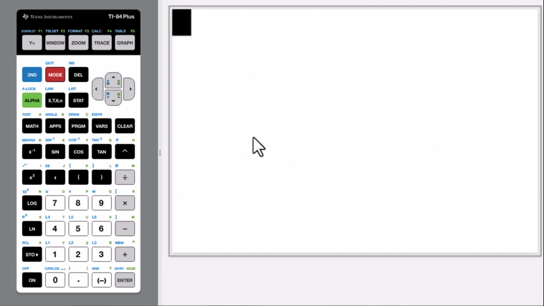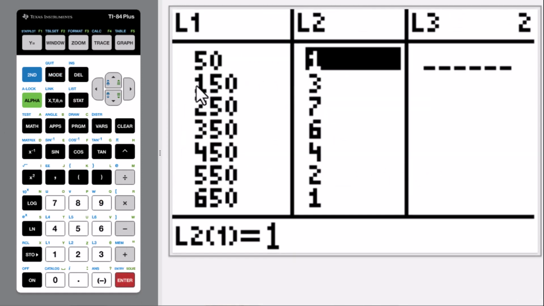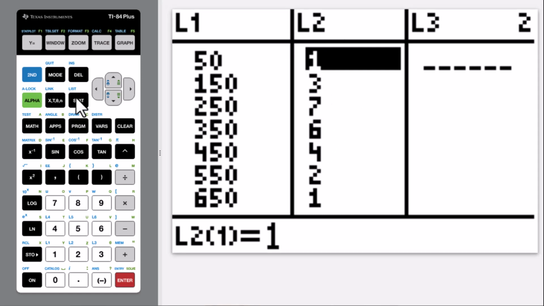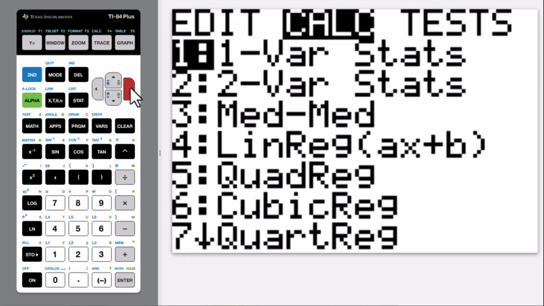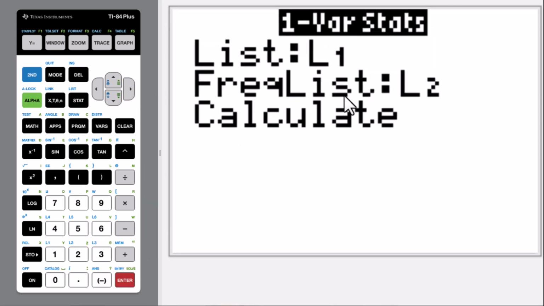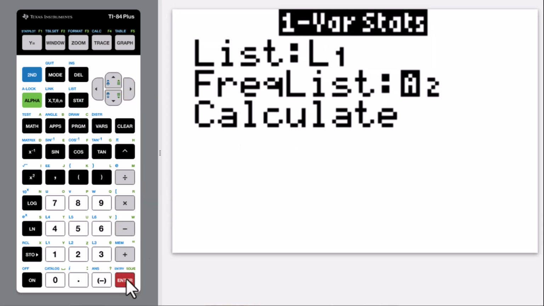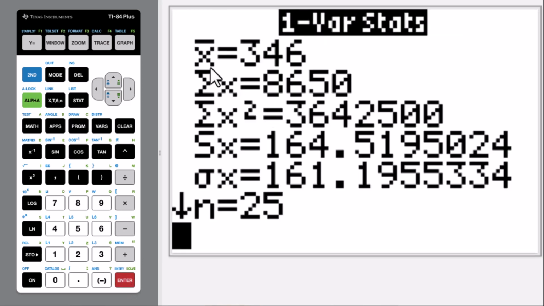C. Find the mean. We will go to calculator, stat, edit. For L1, we will put a mid-interval value. For L2, we will put the number of players. Then go back to stat. Calculate one variable stats. Frequency list will be L2. Then enter. We get the mean is 346.